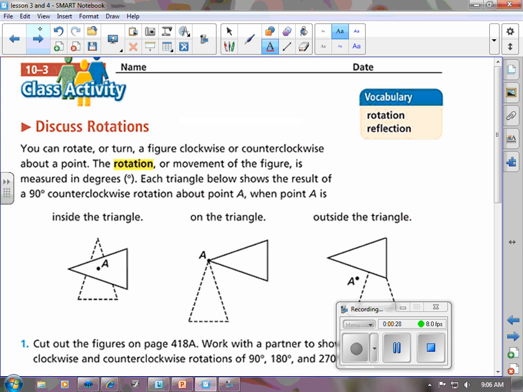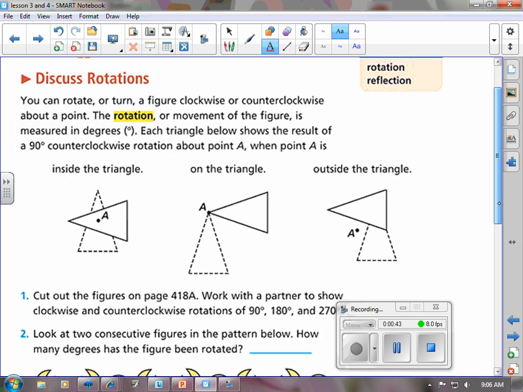Okay, we're just going to start here with discussing what a rotation is. You can rotate or turn a figure clockwise or counterclockwise around a specific point. The rotation of the figure is measured in degrees, and we've already kind of talked about this, like the rotational symmetry of an object.